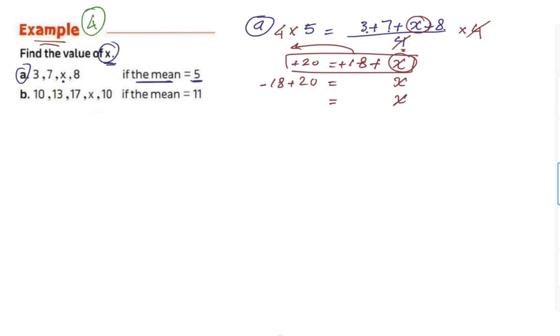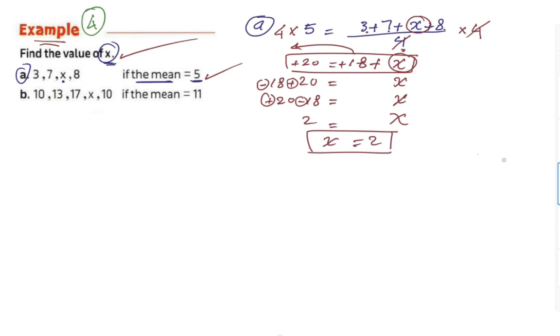What is the meaning of minus 18 plus 20? Can I add them? Yes, they're integers, right? I can write it another way, 20 minus 18. Yes, 20 is plus and minus 18 is minus 18. Now x equals what? Positive 20 minus 18 just equals 2. 2 equals x, or x equals 2. It's the same. Now we found the value of x for the first question. Now b.